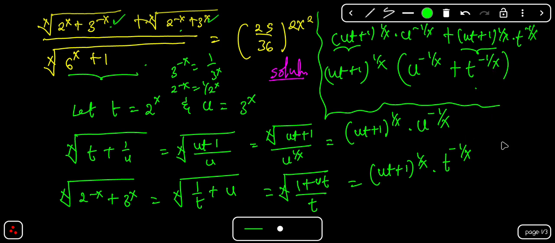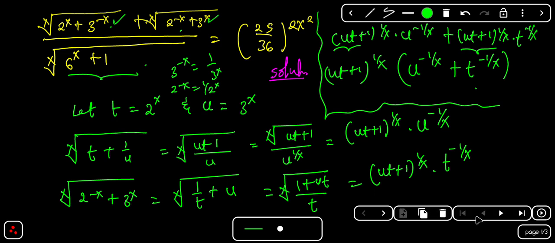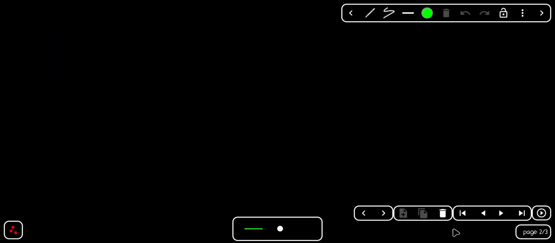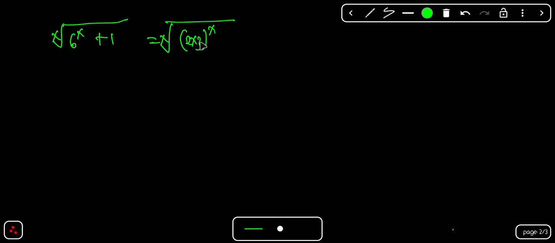So let's just keep this, and then let's simplify the denominator. Simplifying the denominator, we are going to have the following. The denominator is the x-th root of 6 raised to the power of x plus 1. This is also the x-th root of 2 multiplied by 3, raised to the power of x, plus 1, because 2 multiplied by 3 gives us 6. That is also equal to the x-th root of 2 raised to the power of x multiplied by 3 raised to the power of x, plus 1.